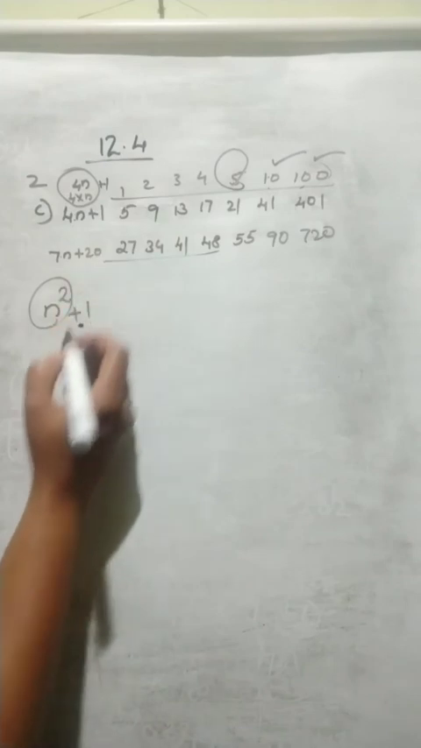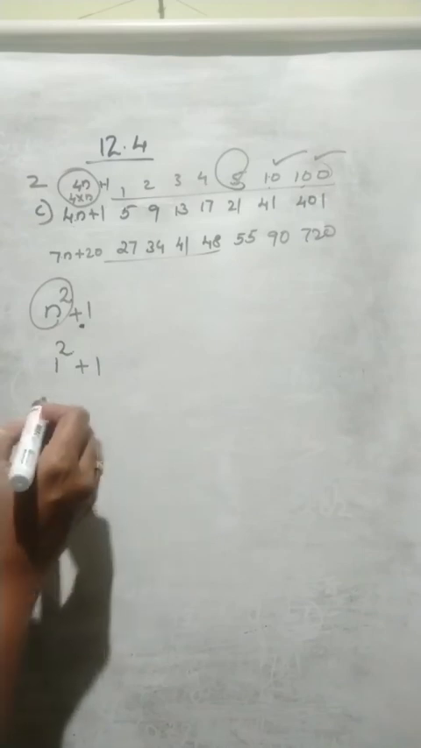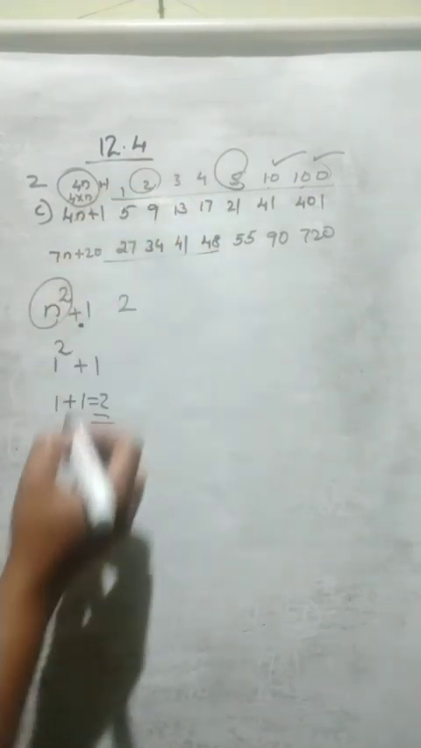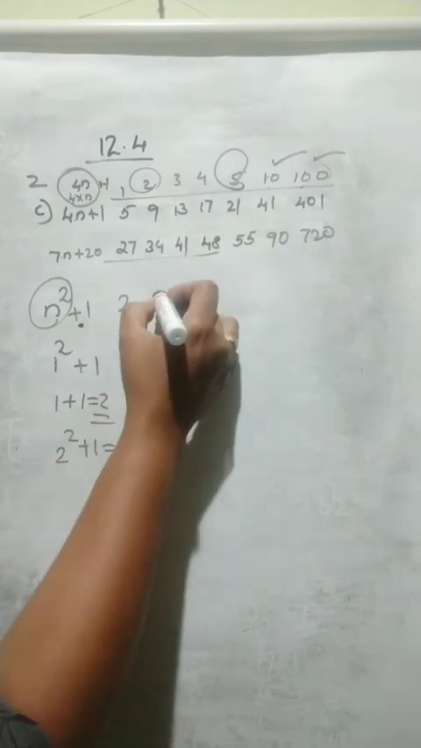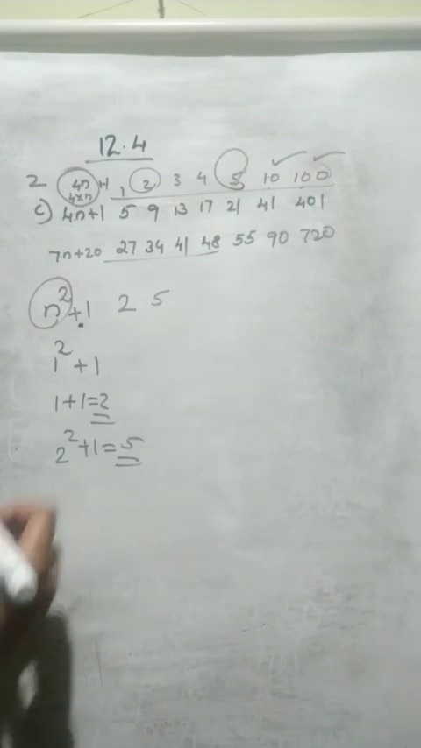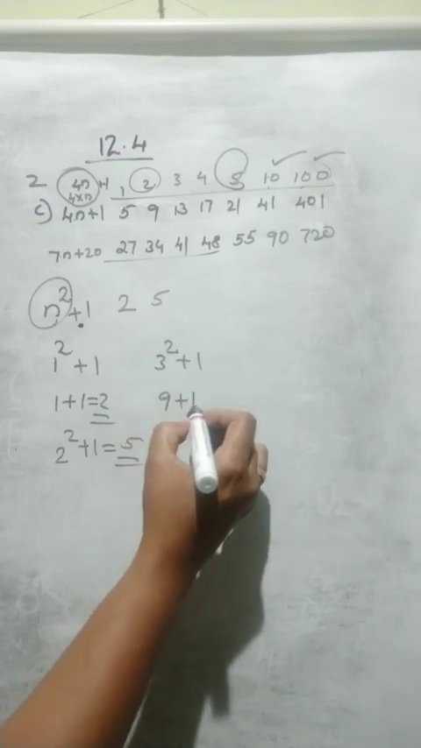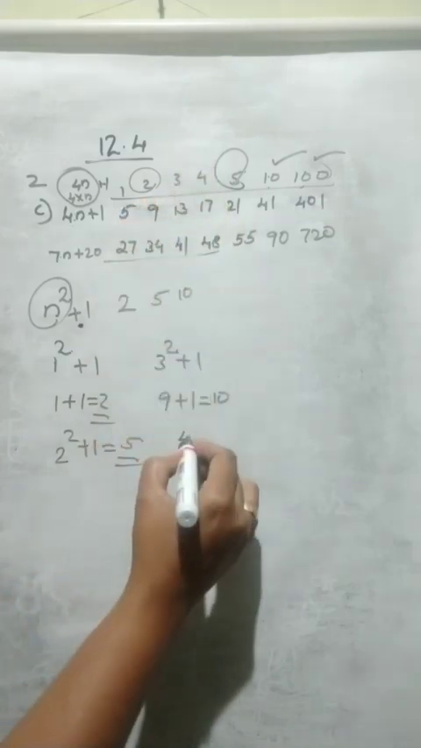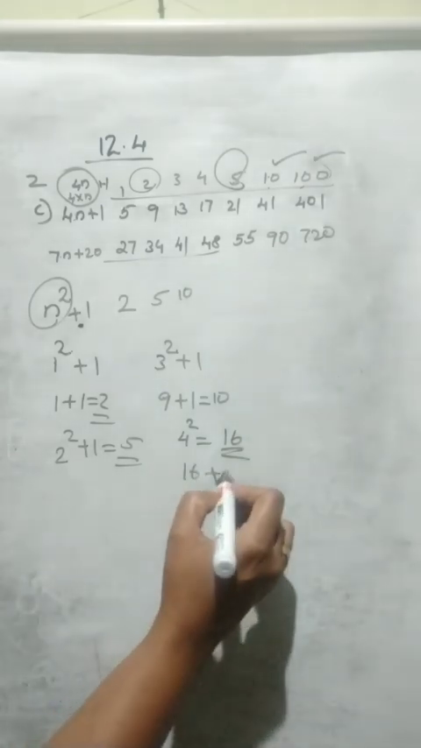Now the question is n square plus 1. When n is equal to 1, that is 1 square plus 1. 1 square is 1 itself. 1 plus 1, 2. So 2 is the answer. Then n will be 2. So 2 squared plus 1, that is 4 plus 1 is equal to 5. Then 3 squared plus 1. 3 square, 3 into 3, 9. 9 plus 1, that is 10. 10 is the answer. Then 4 squared is 4 into 4, that is 16. Then 16 plus 1, 17.